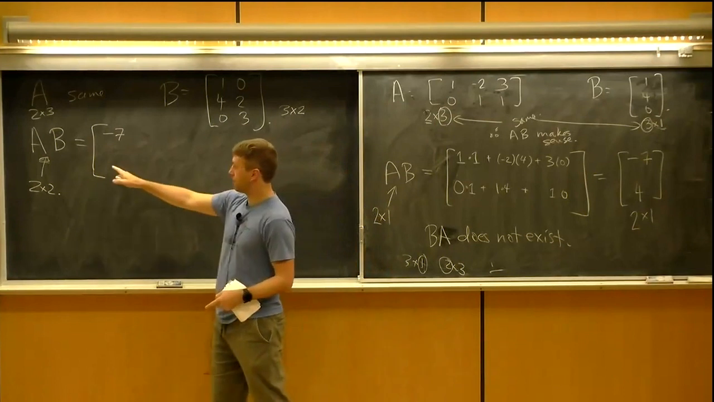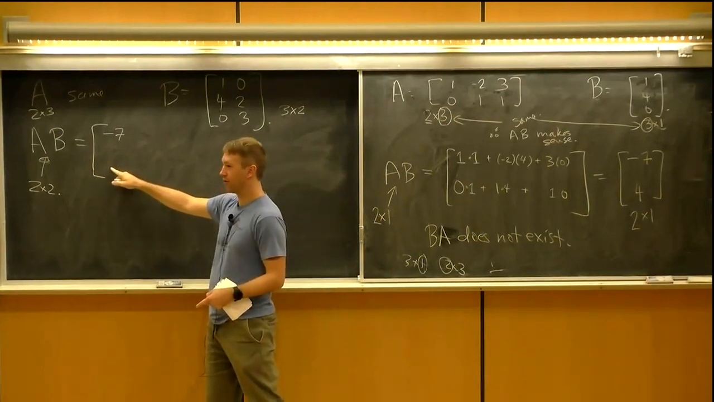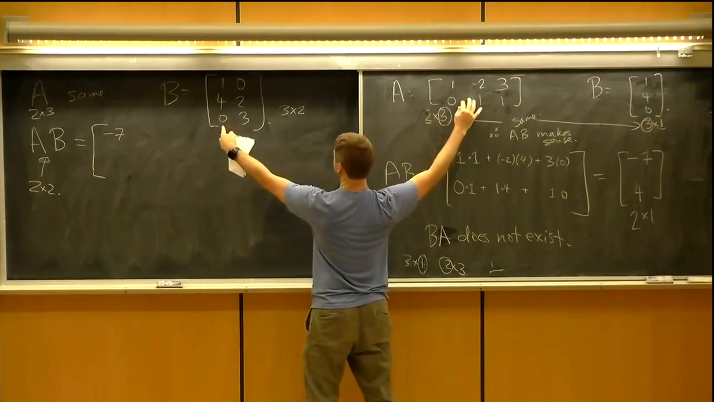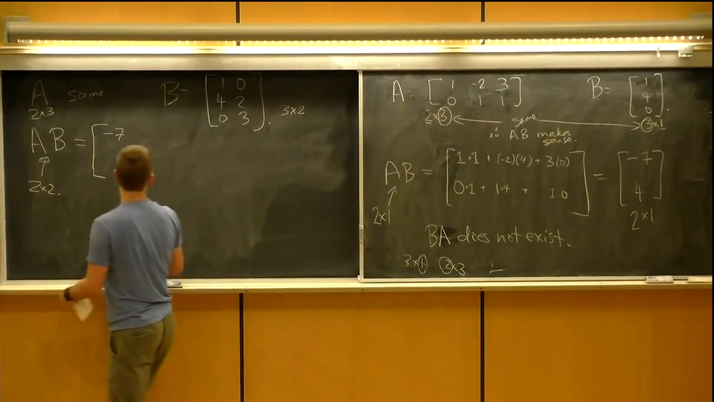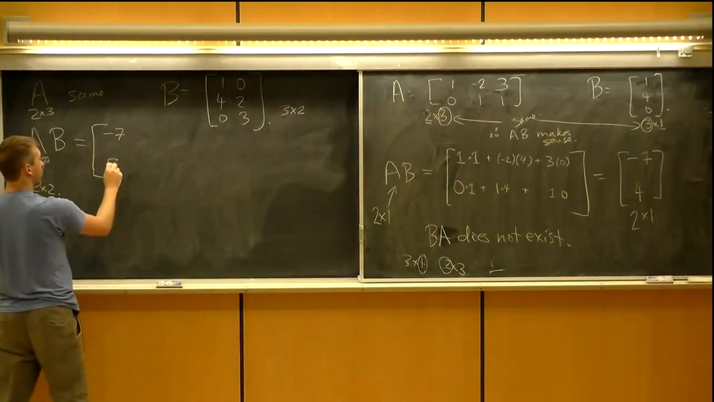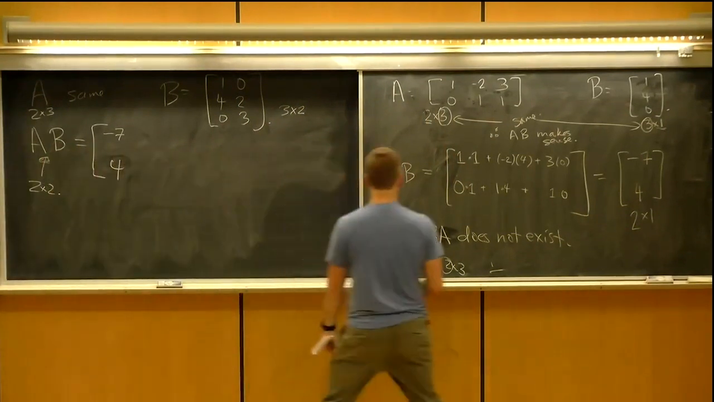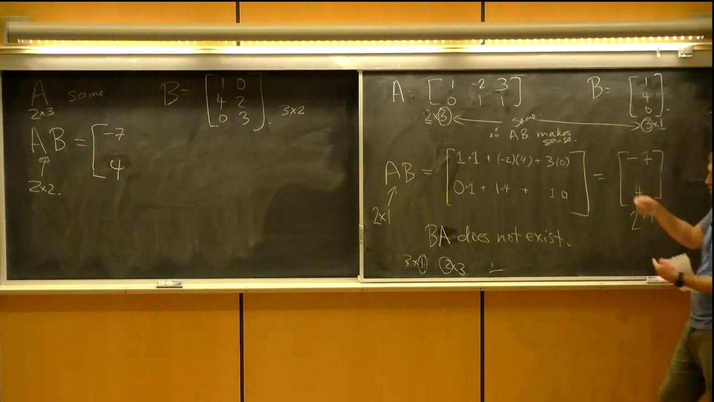For the entry in the second row, first column, I take the second row of A and the first column of B. I do this multiplication thing. I get 4. So these are the same numbers as before, right? Things only change when I go to the second column.